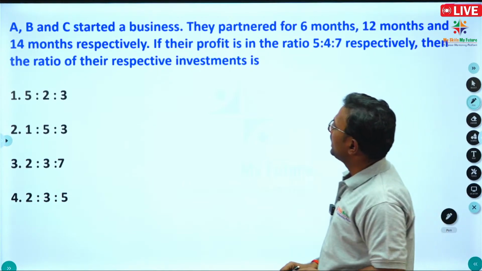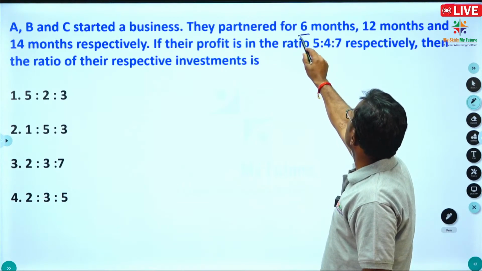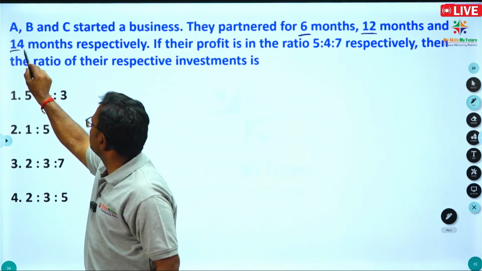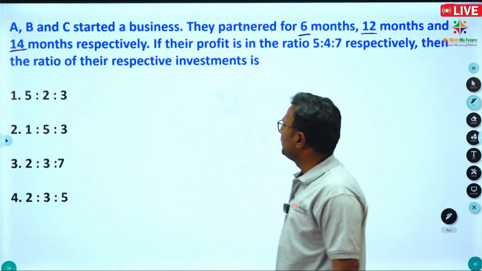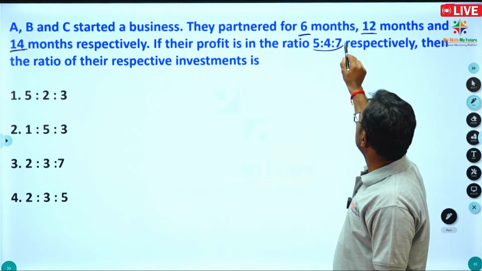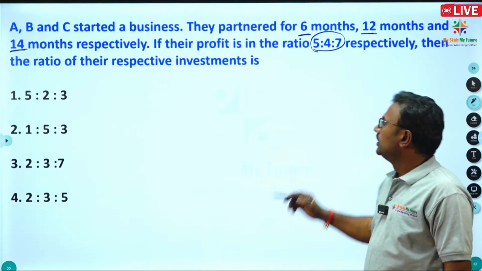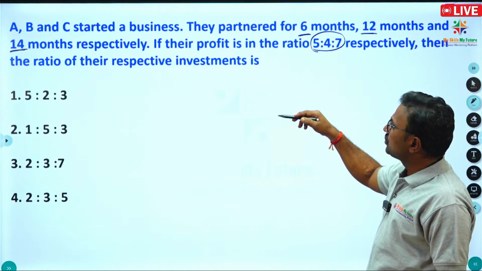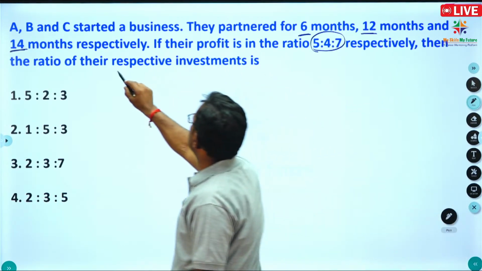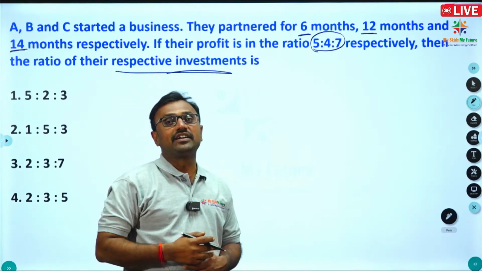A, B and C started a business. They partnered for 6 months, 12 months and 14 months respectively. If their profit is in the ratio 5:4:7, then the ratio of their respective investments, so we need to find the investment ratio.